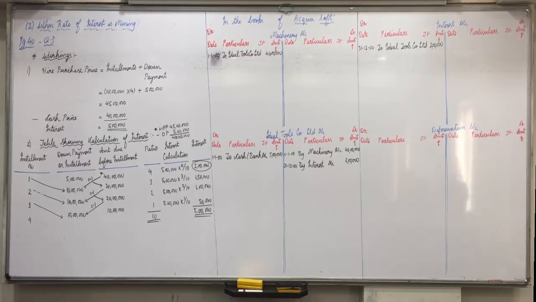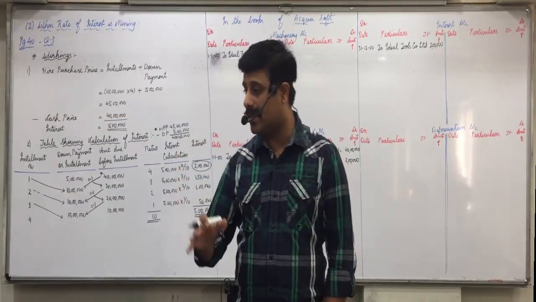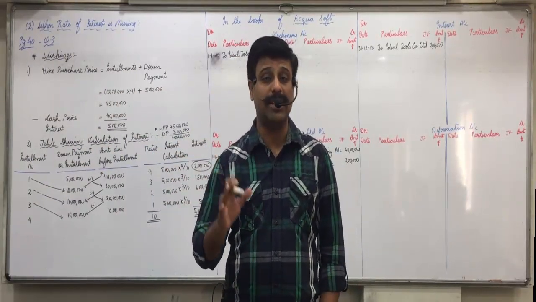Then after interest, for installment, what is the entry? Seller to cash and bank. Here, Ideal Tools Limited to cash or bank. So where will we record and what amount? Ideal Tool debit side to cash 10 lakhs. Each installment is of what amount? 10 lakhs.